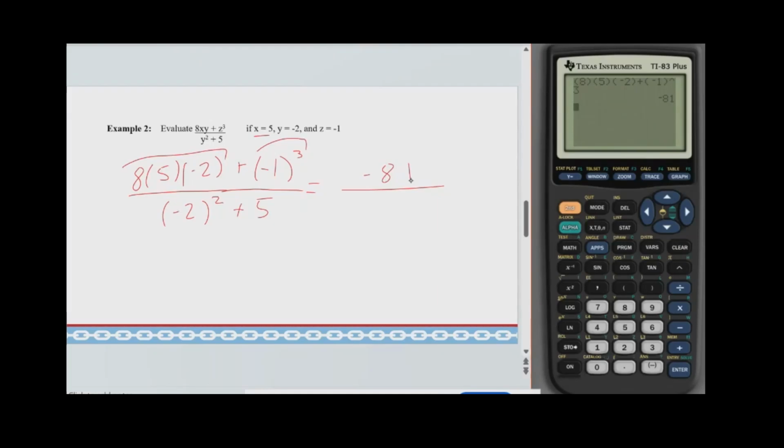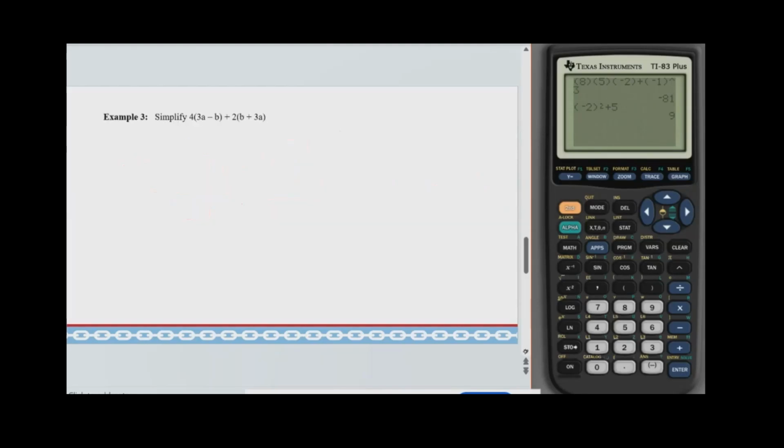And then on my denominator side, I have negative 2 squared plus 5, which gives me 9. Okay, negative 2 squared is 4. 4 plus 5 is 9. And then my last step would be to divide the negative 81 by 9, and I get negative 9 as my final answer. All right, so that one, again, do not try to just mental math things.